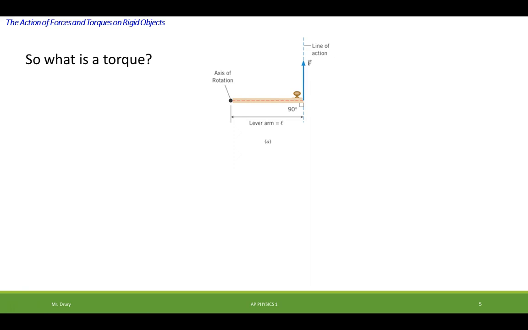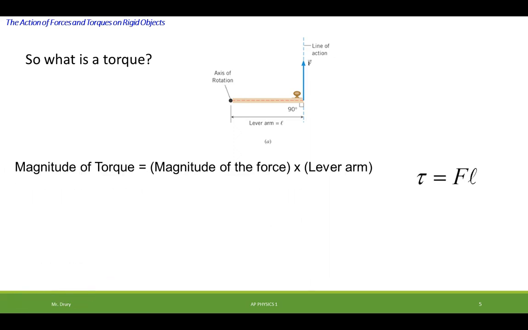So what is torque? Basically, you're taking this force and multiplying it by the lever arm. Now the lever arm is kind of tricky to understand, and we'll talk more about that in a moment. The units of torque are the magnitude of the force times this lever arm. Force is measured in newtons, and the lever arm is a distance, so it's measured in meters. So it's a newton meter.